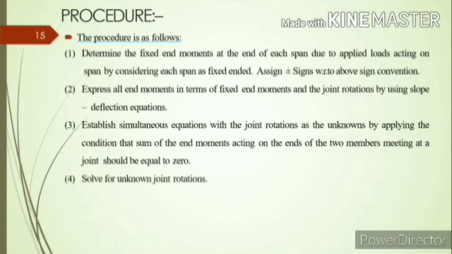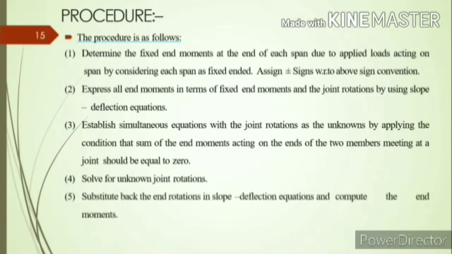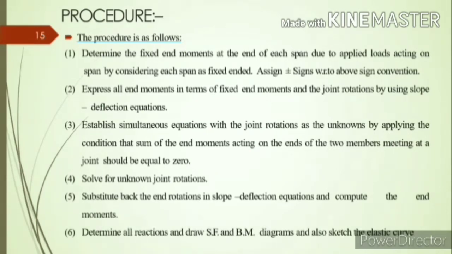Then the fourth step is to solve for the unknown joint rotations. By solving these equations, we get the values of the unknown joint rotations. Then substitute these unknown rotations back in the slope deflection equation, that is in step 2, and compute the final end moments. Then determine all the reactions and draw the shear force diagram and bending moment diagram. Also sketch the elastic curve. Elastic curve means the deformed shape of the beam due to the applied loads. These are the main steps.